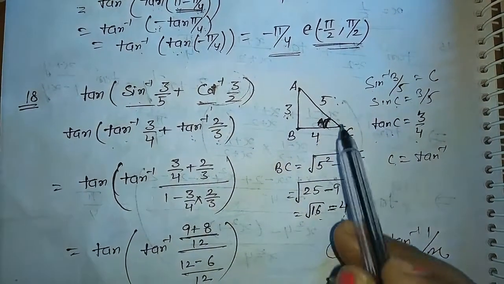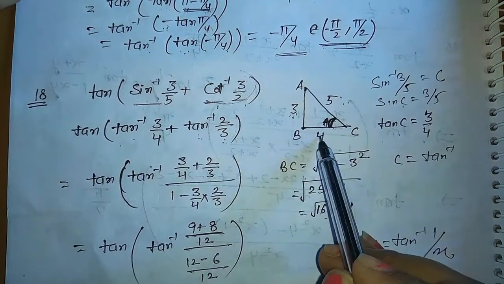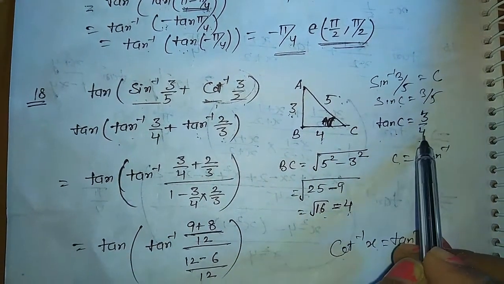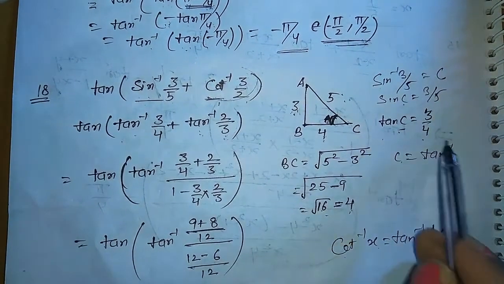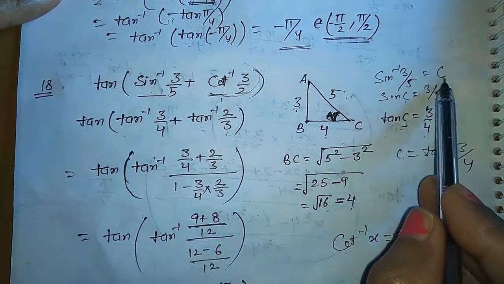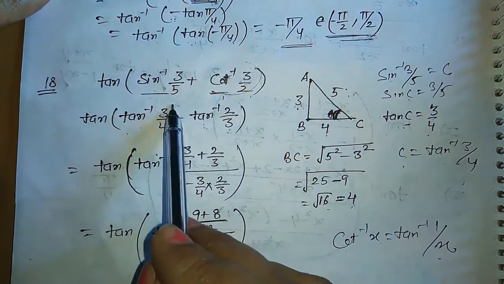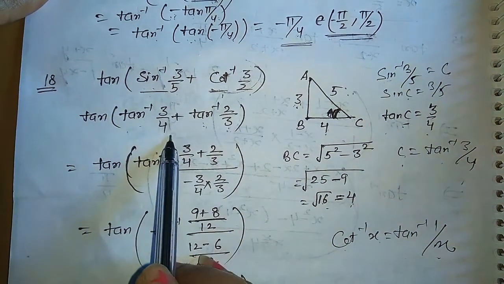BC is 4. So tan C is perpendicular upon base, so that will be 3 by 4. So C will be tan inverse 3 by 4. We have taken sin inverse 3 by 5 as C, and C is tan inverse 3 by 4, so we can write sin inverse 3 by 5 as tan inverse 3 by 4.